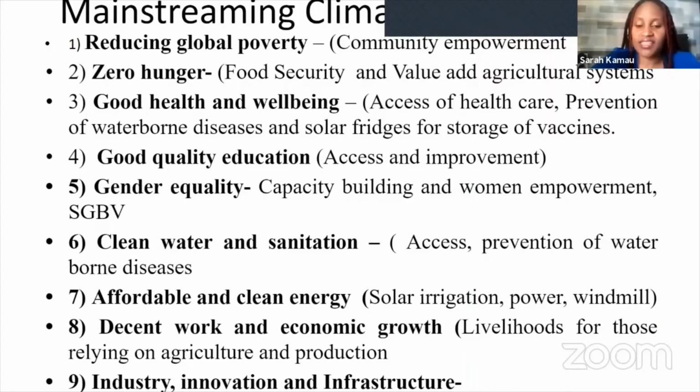And you will see in some of the clips that I'm going to show you how climate change is actually even affecting sustainability and infrastructure. Next slide, please.